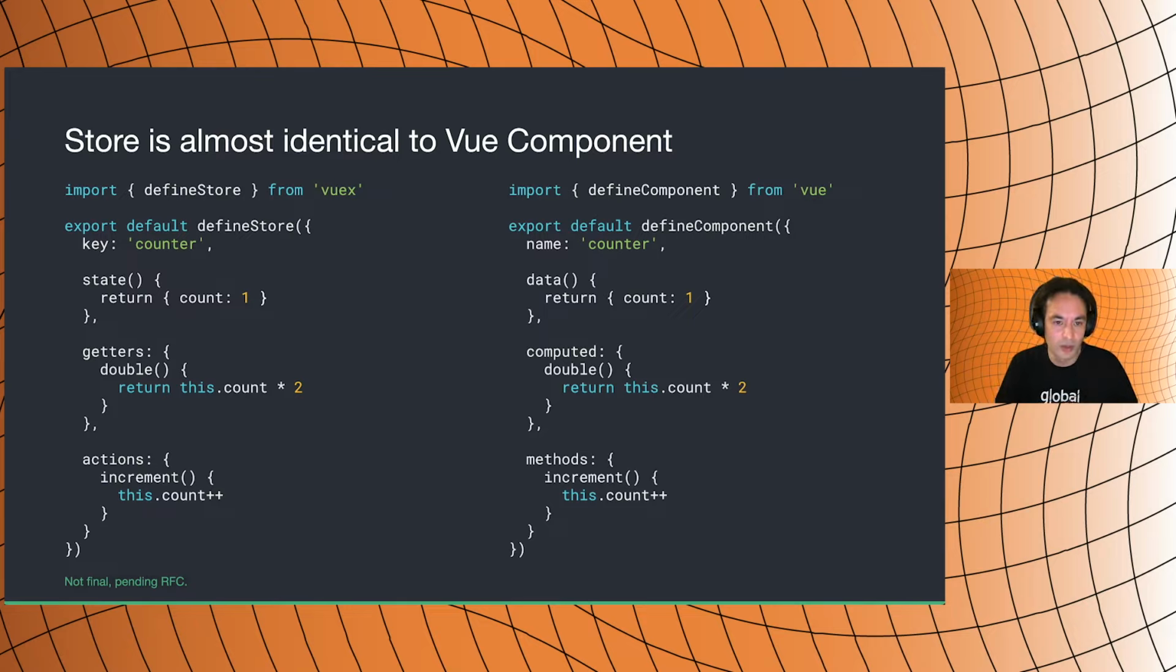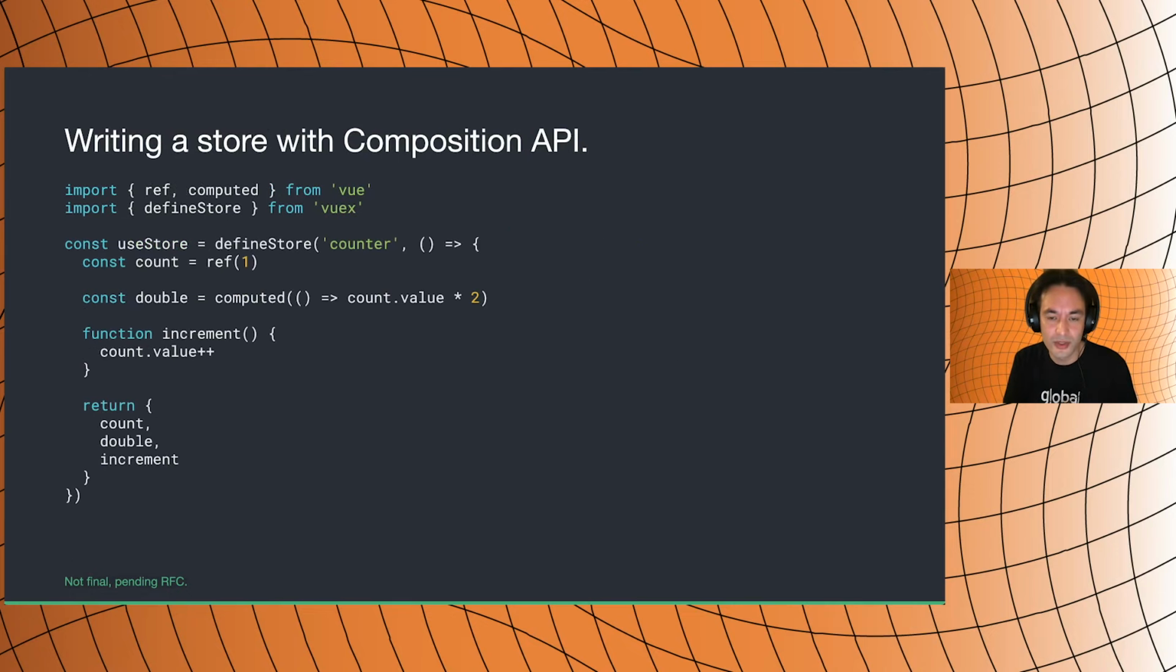Moving the logic between stores and view component. Now, this is options API. The store was written in options API, right? And now you can also use composition API in Vuex 5.